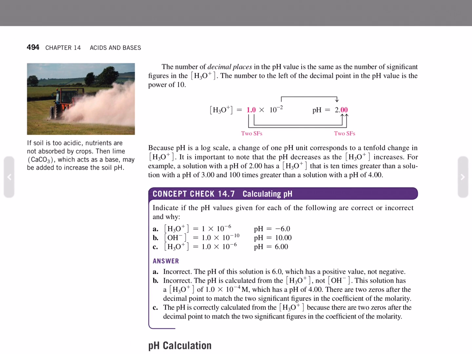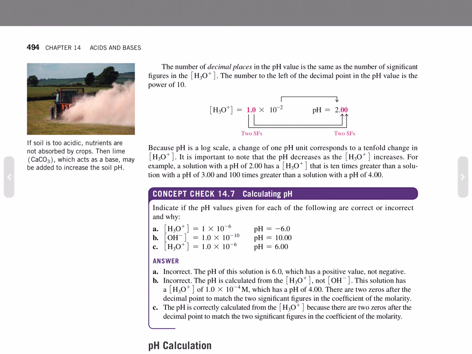The number of decimal places in the pH value is the same as the number of significant figures in the concentration of hydronium. The number to the left of the decimal point in the pH is the power of 10. So if it's 1.0 times 10 to the negative 2, there are two significant figures, so there must be two zeros after the decimal, and the negative 2 becomes positive 2.